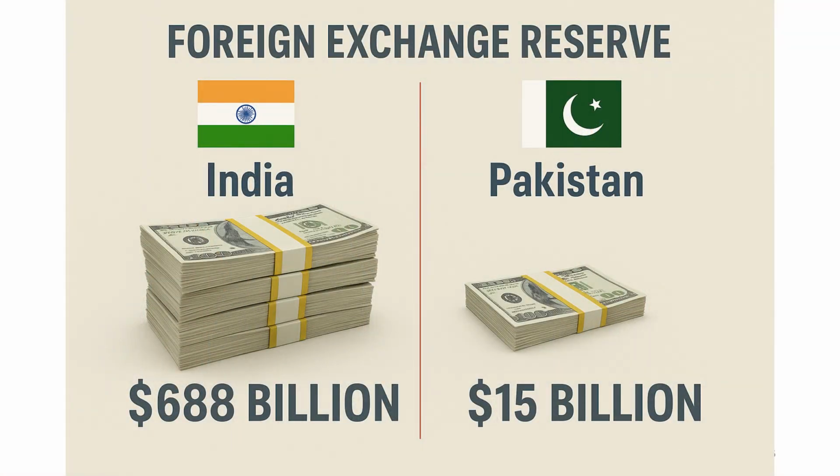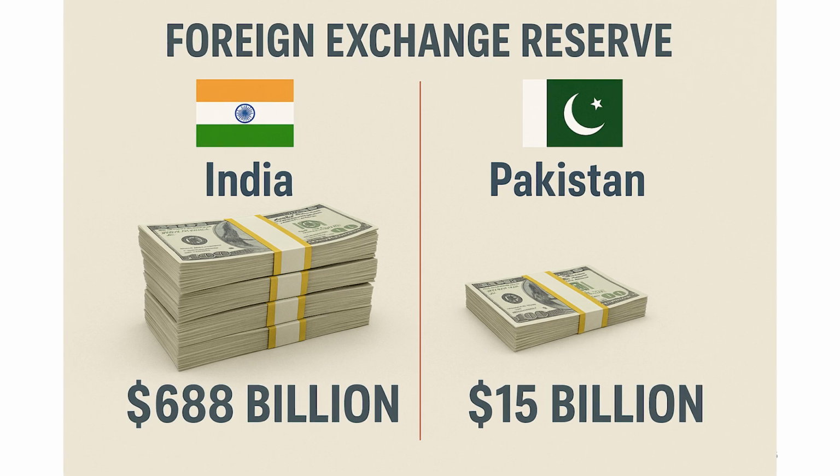Now, with this $688 billion foreign exchange reserve that India has, what the Indian government can do is sell dollars and buy rupees. When you buy rupees, the value of the rupee goes up, and what you'll see is that the rupee would stabilize and the fall would stabilize.